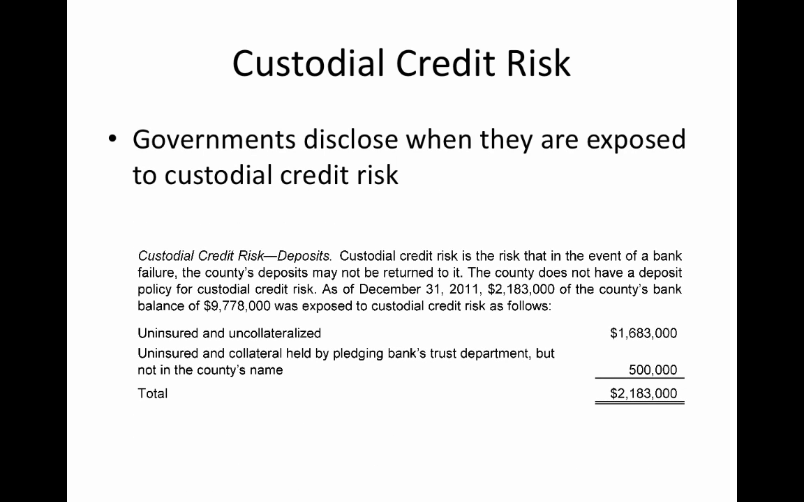And this is what a typical disclosure might look like, where they're showing of their deposits, this is the amount that is both uninsured and uncollateralized, and uninsured and it's collateralized, but it's held by the bank's trust department and not in the county government's name. So this is the portion that you might have some concern that under severe circumstances, for instance, if that bank goes under, that the government won't be able to get its cash back.